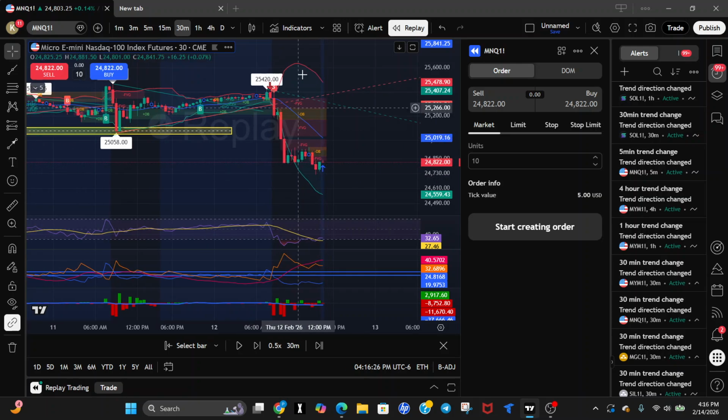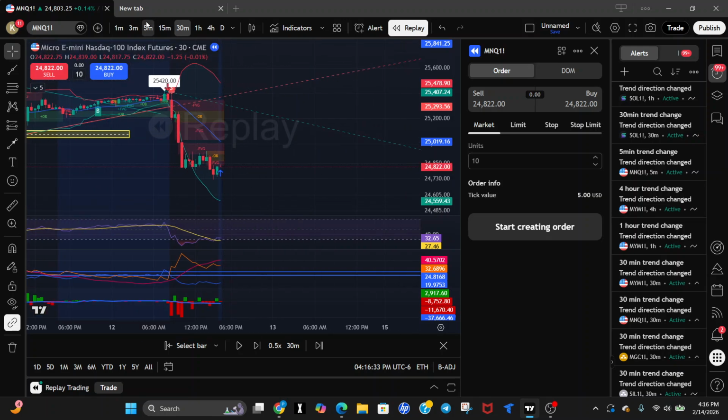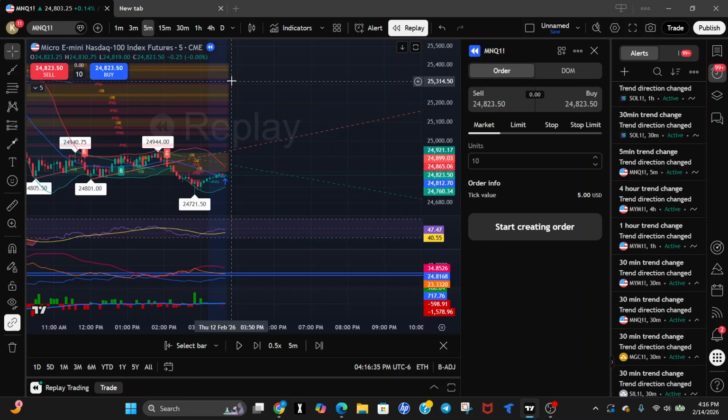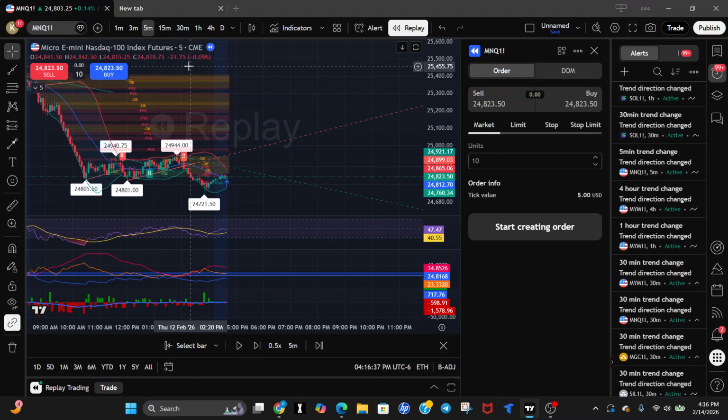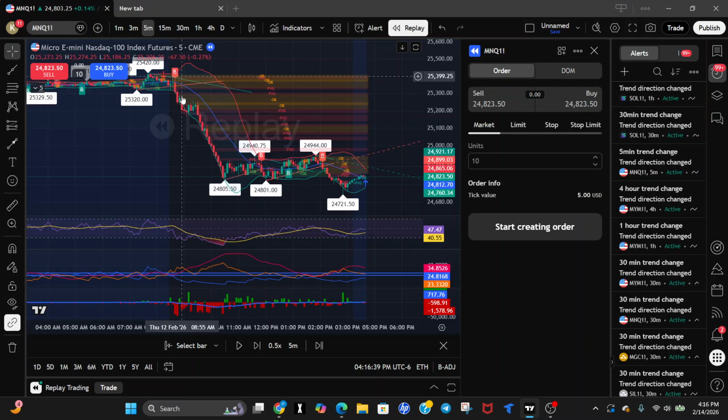So as you can see, if you get on the 30-minute chart, it's going to be a little bit cleaner on how it shows you everything. But if you want to look for your entry models, you should be on the 5-minute because this is going to let you know in the short term where you can enter.